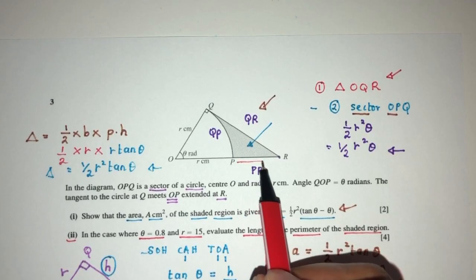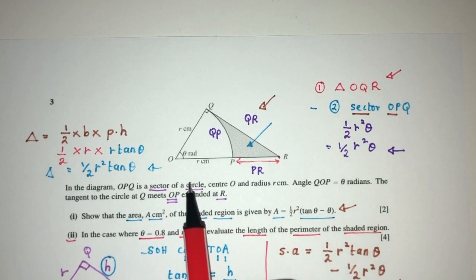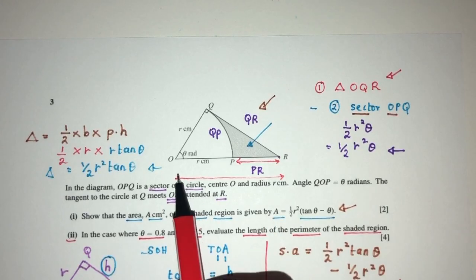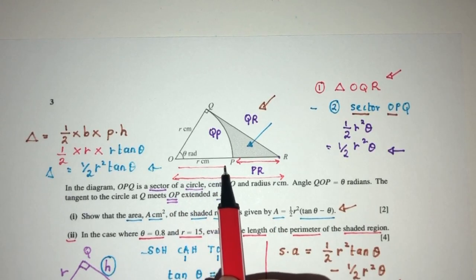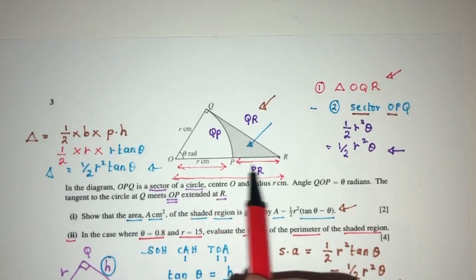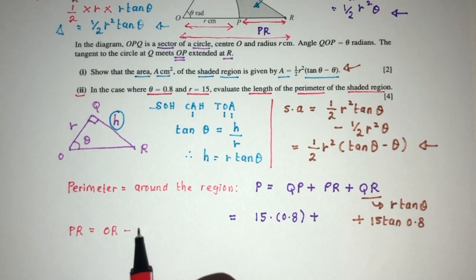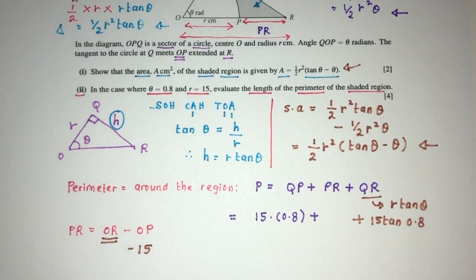To find this length, we can first find the whole length, right? And then minus r, which is given to you now, to obtain this one. So let me write this down. To find the length of PR, we can first find the whole thing, which is OR, and then minus the value of OP, which we know is the radius. OP is the radius, it is 15, given to you. So we first have to find the value of OR.